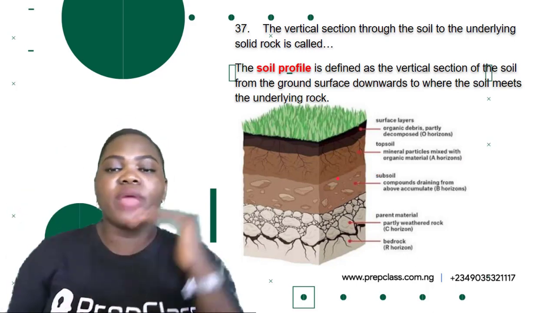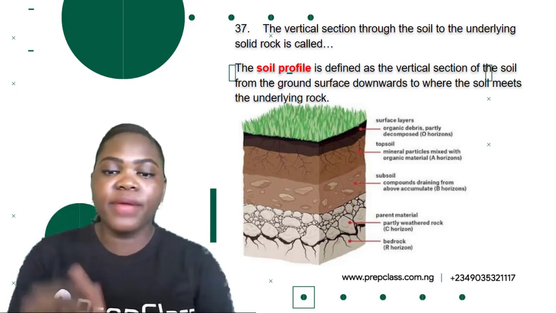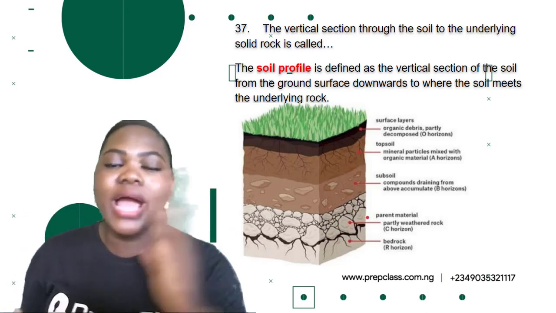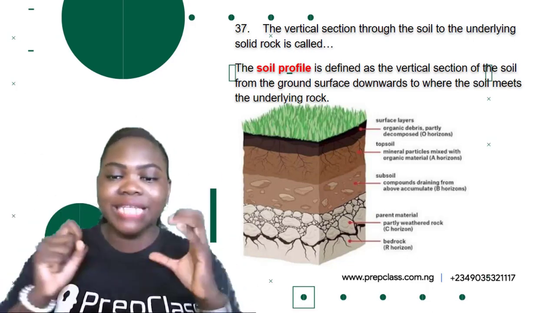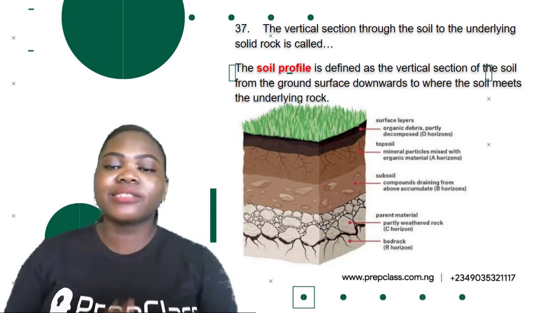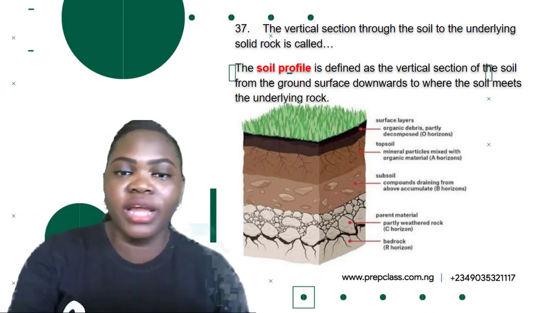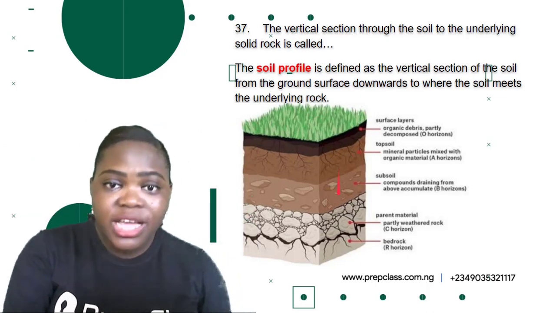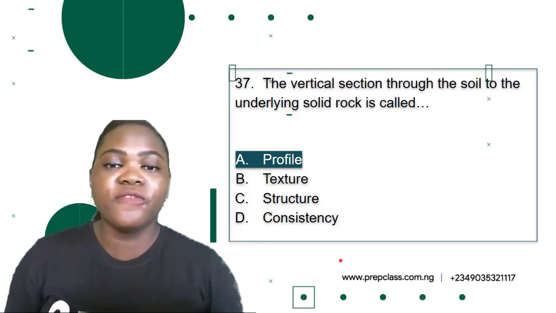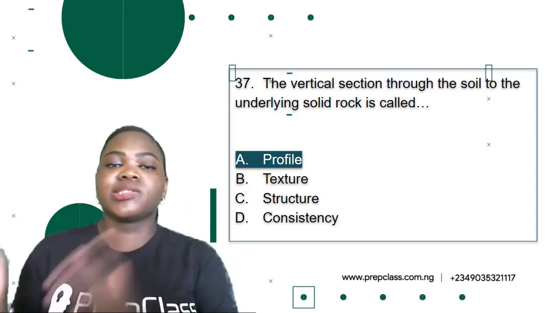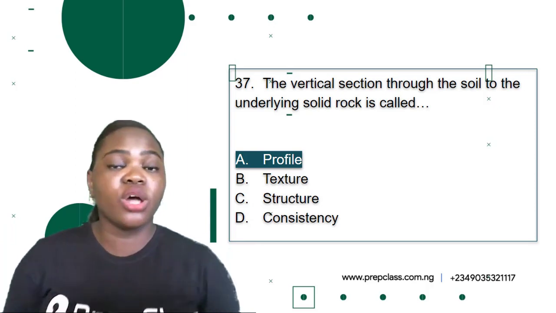Then after the topsoil, we have the subsoil. This is known as the B horizon. Okay, then the next one is the parent material. This is partly weathered rock. This is the C horizon. Then the last one is the bedrock, the underlying rock itself. Okay, and that is called the R horizon. Okay, so this is the vertical section of the soil from the surface to the underlying solid rock. Okay, so that means here the answer is A, profile. The vertical section through the soil to the underlying solid rock is called profile. So the correct option is option A.